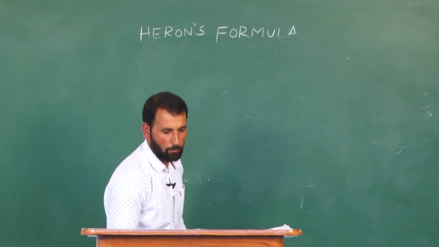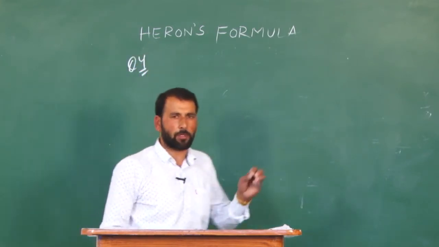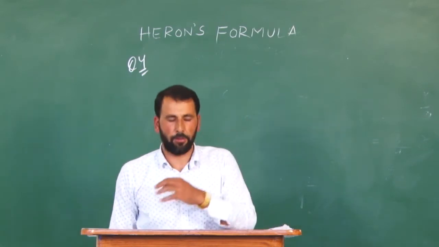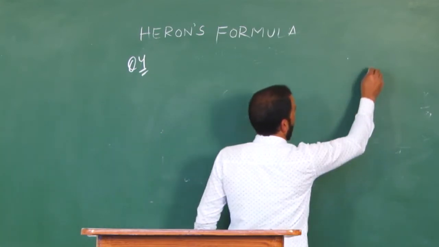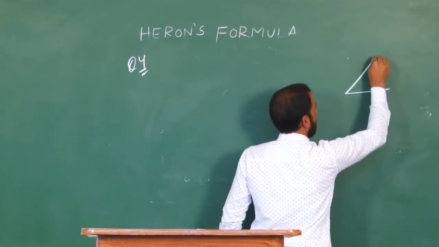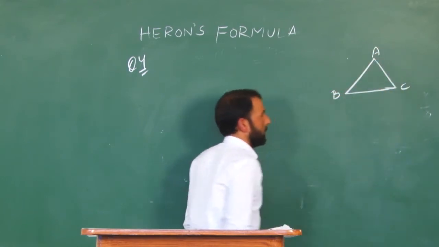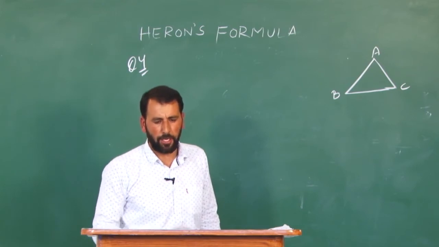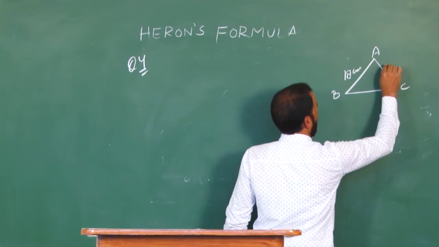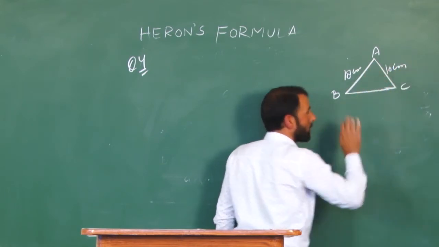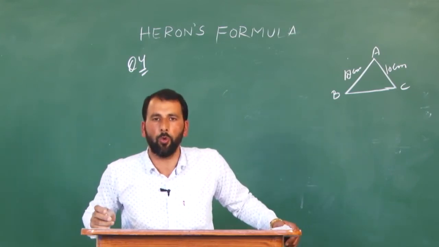So this is example or question number 4. We have a triangle in which two sides are given. The sides are 18 centimeter and 10 centimeter. Let the triangle be ABC. Any two sides are given, equal to 18 centimeter and 10 centimeter. Let this one be 18 centimeter and this one be 10 centimeter. But the perimeter of this triangle is given, that equals 42 centimeter.